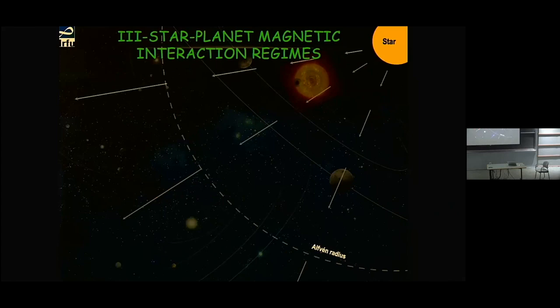Here we have the representation of the wind. You have to remember that there is the Alfvén radius, which is a surface in which everything inside is in connection with the star, and this is the part that will brake the star, and everything that happens after the Alfvén surface, the star doesn't know anything about.